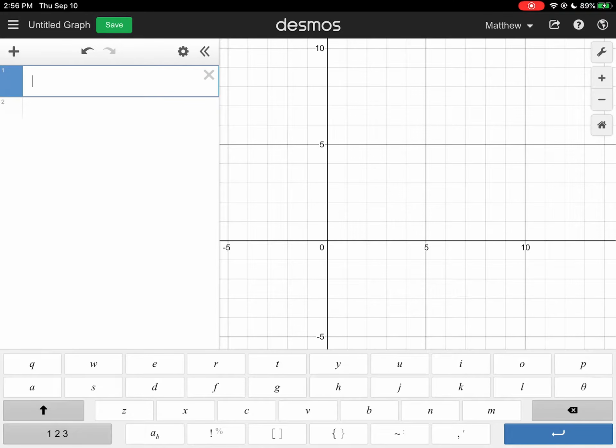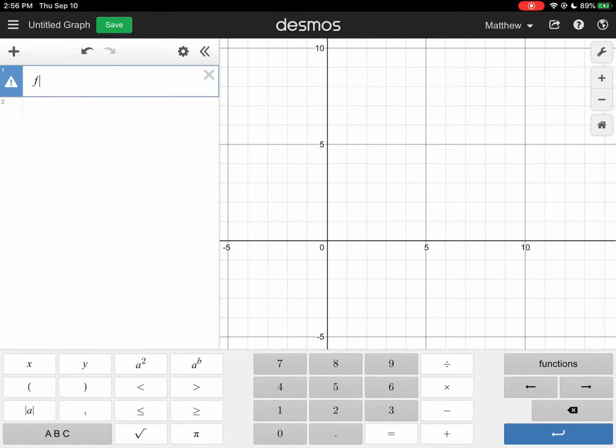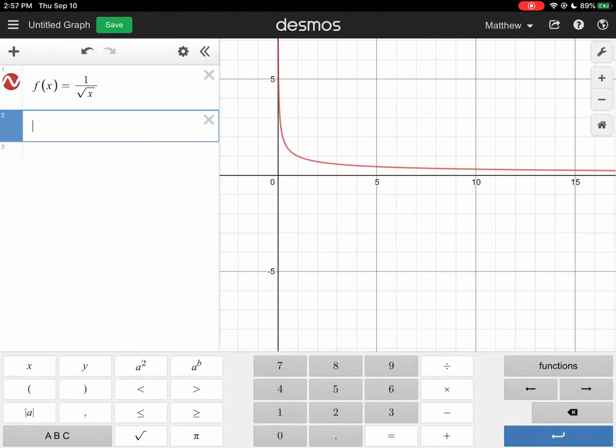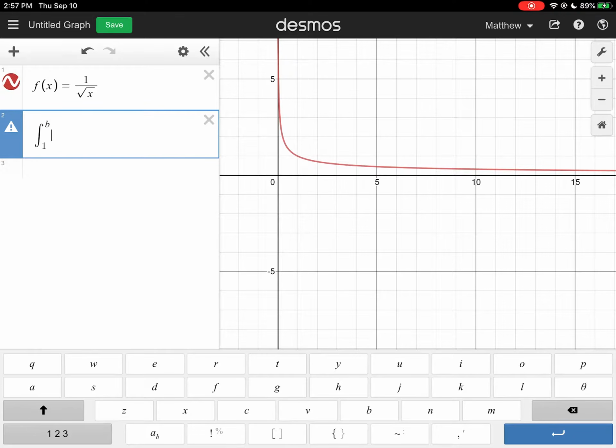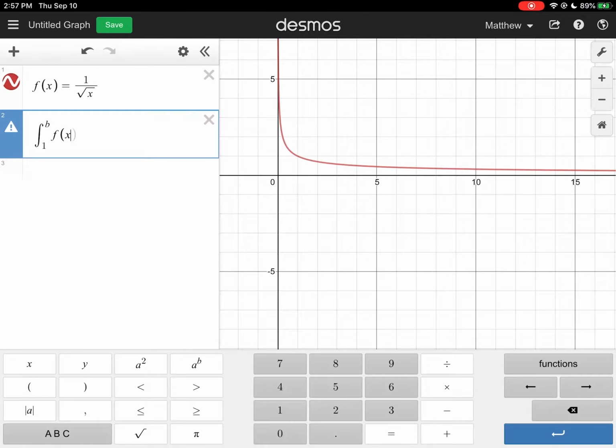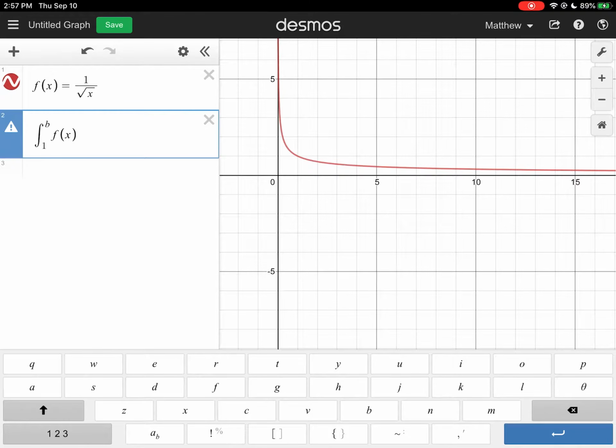Let's first create the function that we want to integrate. So let's use f of x notation equals 1 over the square root of x. We want to do an integral from 1 to infinity. Now first I want to do some shading, and I'm going to set up my integral from 1 to b and create a slider. So I'm going to type in int for integral, 1 to b. The integrand will be f of x. I don't have to retype it. I can just refer to f of x and then put the dx next.